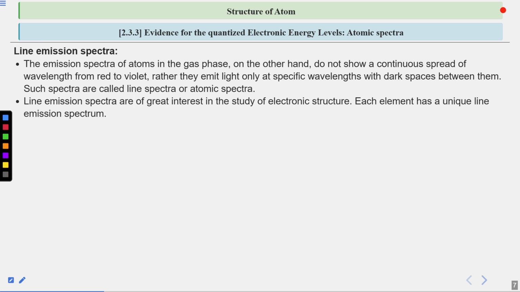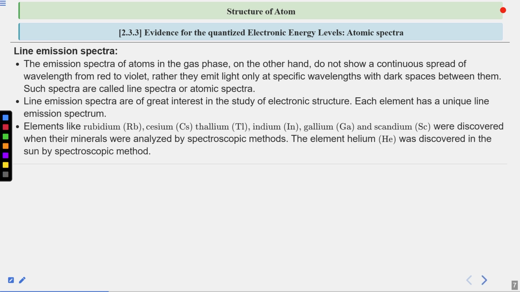Now these line emission spectra are very important because every element has its own unique emission spectrum, or its own unique atomic spectrum. And the great thing is that some of the elements were discovered using this atomic spectrum. Does anyone have any doubt till this point?